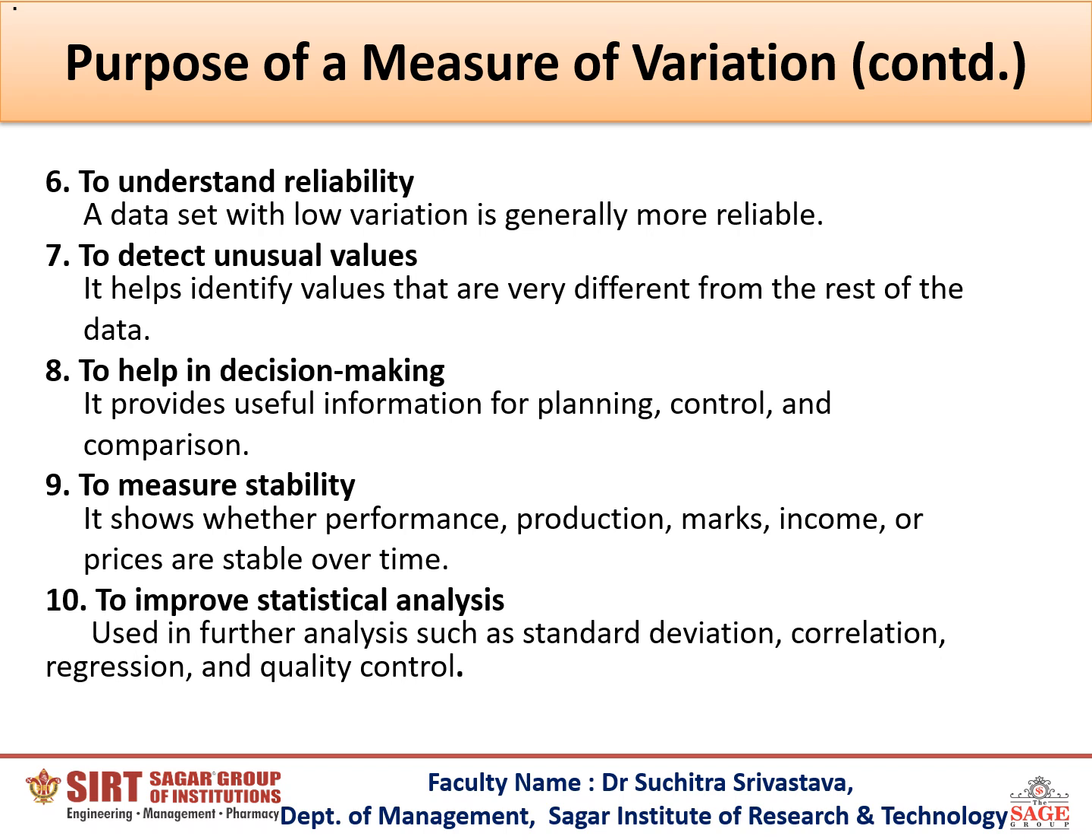Next, to help in decision making. Now, it provides us useful information for planning, controlling, and comparing. Next, to measure the stability. Now, it shows whether the performance, production, incomes, marks of students, or prices are stable over time. Stable means there is less variability. The last is to improve statistical analysis. Now, it is used in further analysis such as standard deviation, correlation, regression, and quality control.